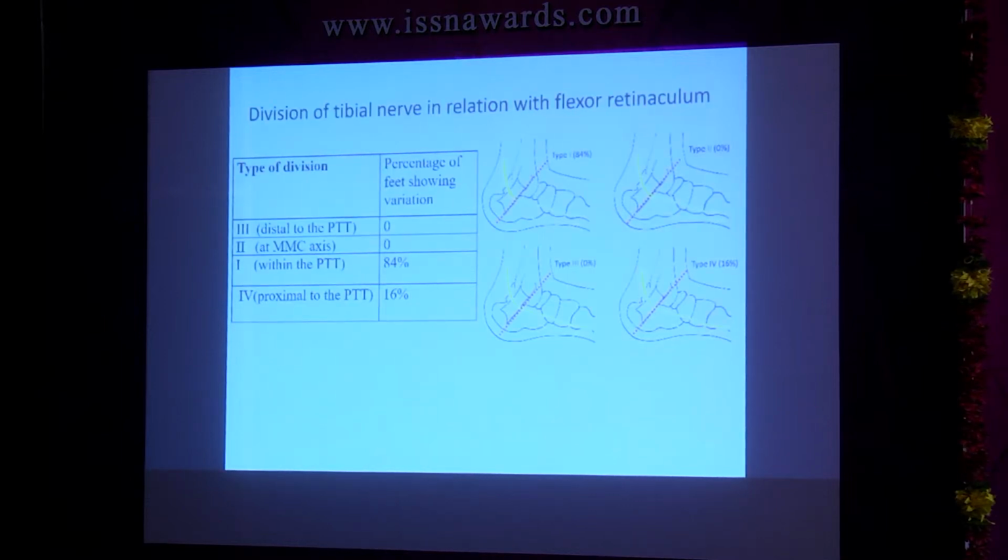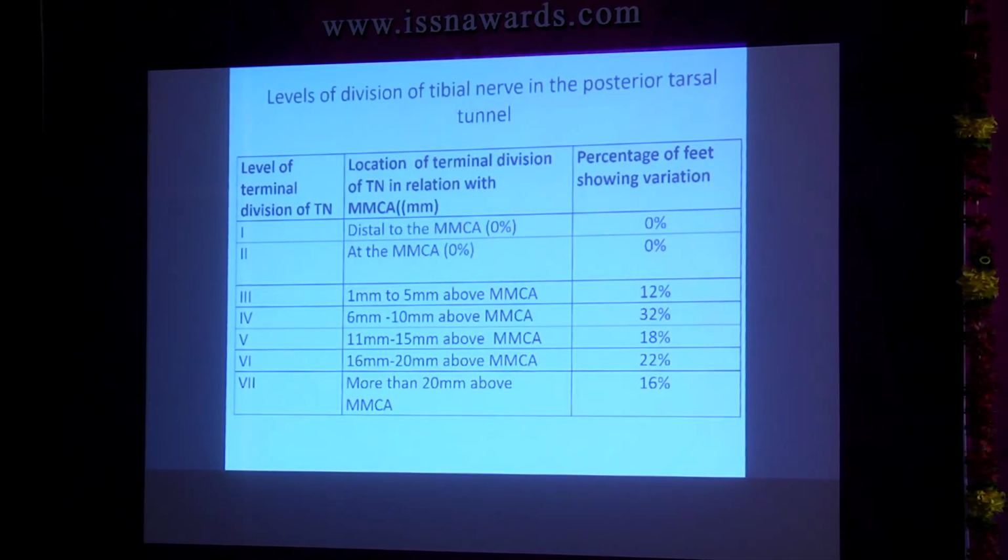These are the results. In 84% of the cadaveric feet, the division was located within the tunnel, and in 16% it was above the tunnel. So division was not taking place within the tunnel, it was above in the leg. Next slide, please. For the levels, in 32% of feet, the division was taking place in the 6 to 10 mm range within the tunnel. And if you see the lower one, level 7, division was taking place above 20 mm in 16% of feet. Next slide.